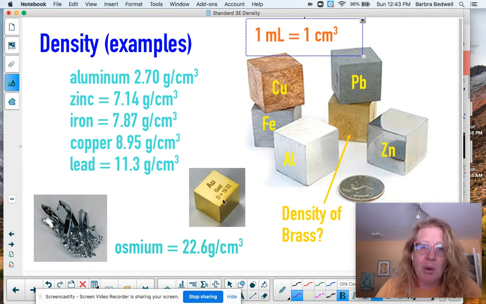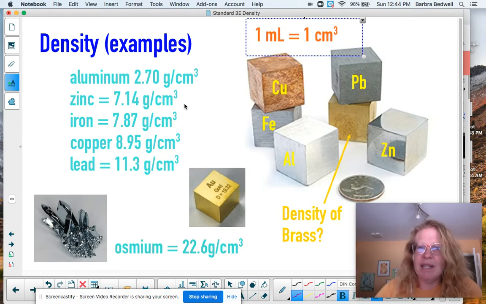You can see right here, gold is very dense as an element, 19.32 grams per milliliter, one of the most dense elements that we have. The density of brass is different. Brass is a mixture. It's a solution or an alloy made out of copper and zinc. So the actual density of brass is right between copper and zinc. It's right around 8 grams per milliliter if you actually measure it out.